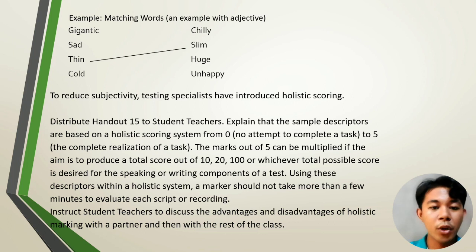Distribute handout 15 to students, explaining that the sample descriptions are based on a holistic scoring system from 0, no attempt to complete a task, to 5, the complete realization of a task. The mark out of 5 can be multiplied if the aim is to produce a total score out of 10, 20, 100, or whichever total possible score is desired for the speaking or writing components of the test.